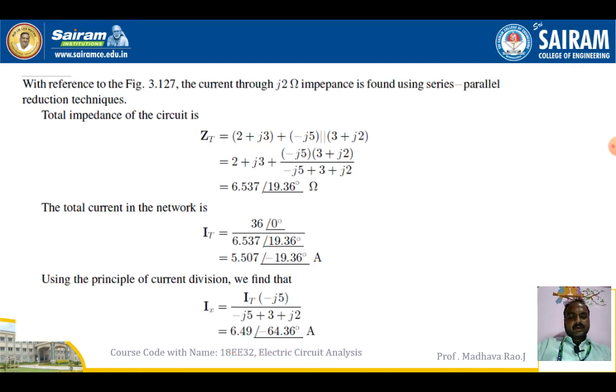So how have we done it, once again we will repeat. Find the total impedance, find the total current, and apply the current division principle. Ix is equal to It into minus J5 divided by (minus J5 plus 3 plus J2). So you will get 6.49, and this must be equal to the second case current.